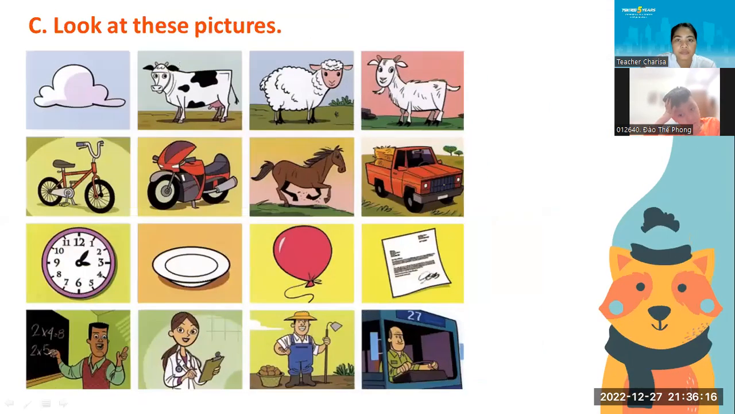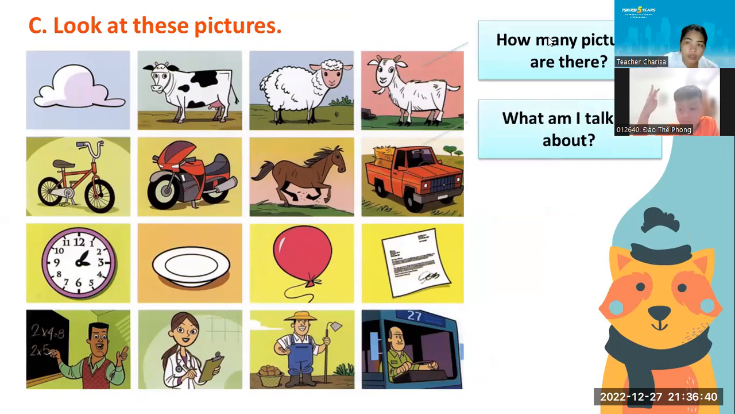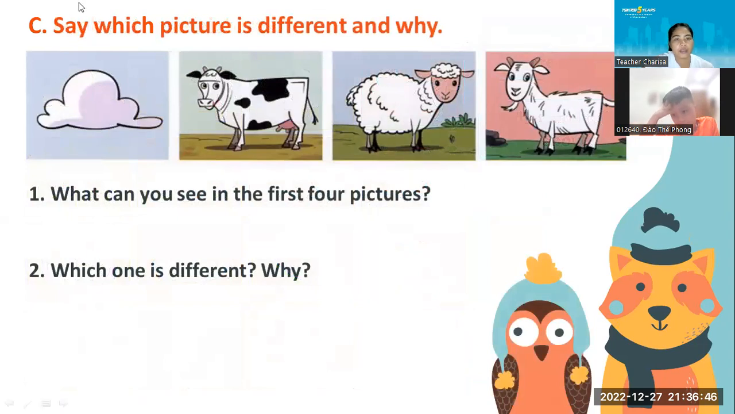Okay. Look at the pictures. In the first picture, how many pictures are there? Question number one. How many pictures are there? Four pictures. Say, which picture is different and why? What can you see in the first four pictures?